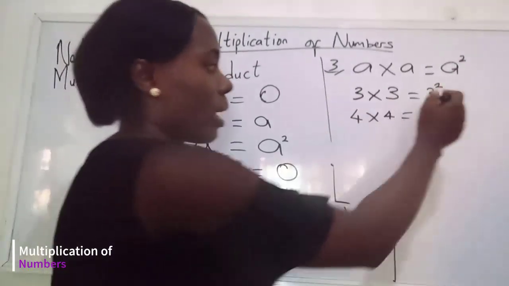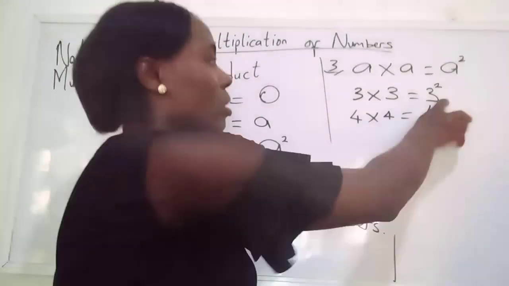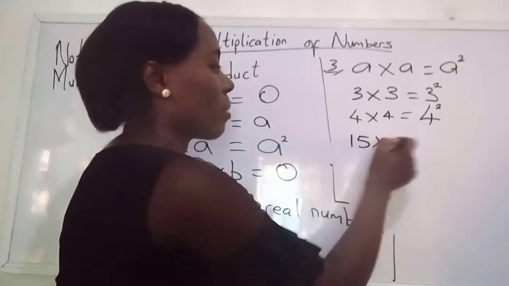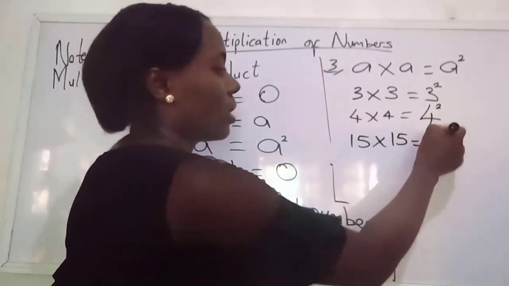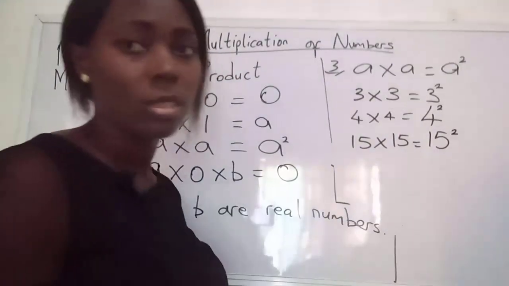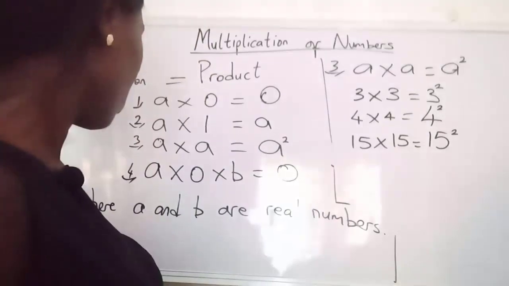Same thing. Our value is 4. How many times does it appear? Twice. Raised to the power 2. That's how we call it. 3 raised to the power 2, 4 raised to the power 2. Even if it's 15 times 15, it's 15 in how many places? 1, 2. 2 places. So that's 15 raised to the power 2. Alright? Now let's see the last one.